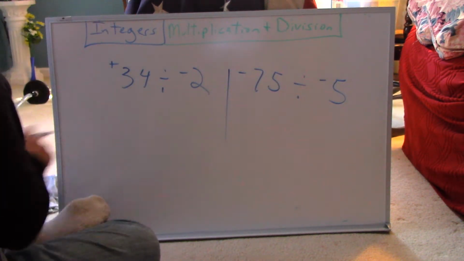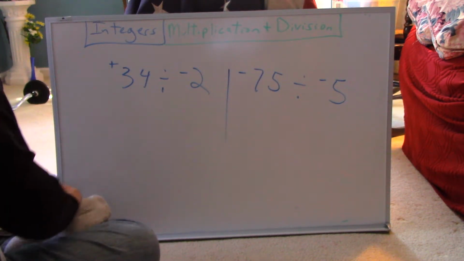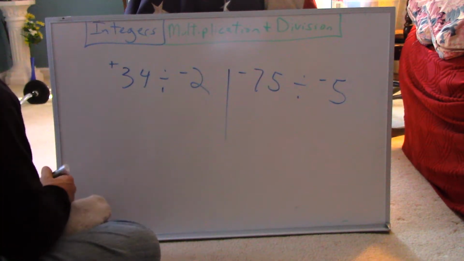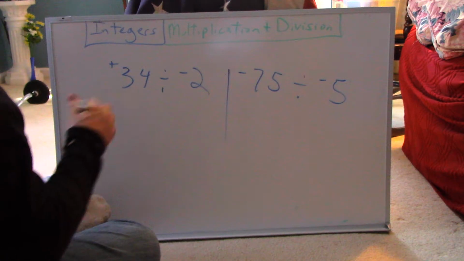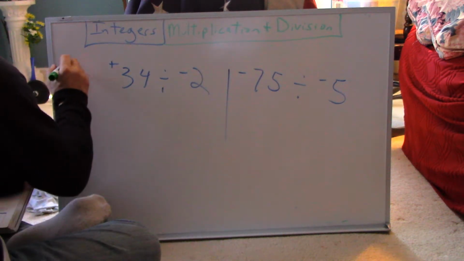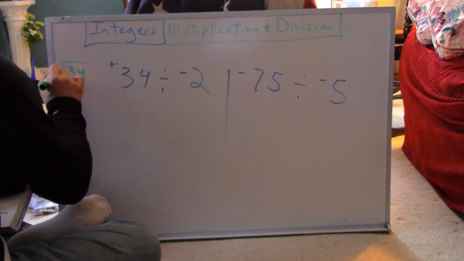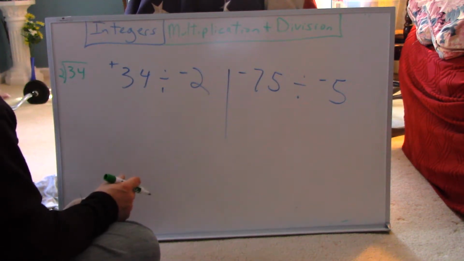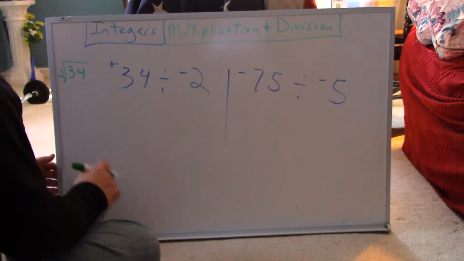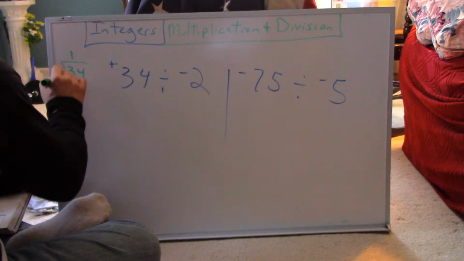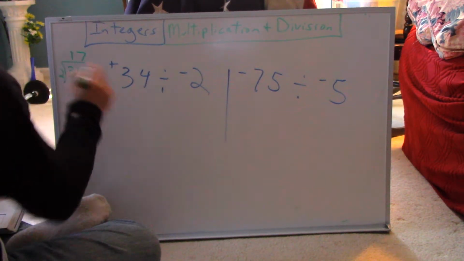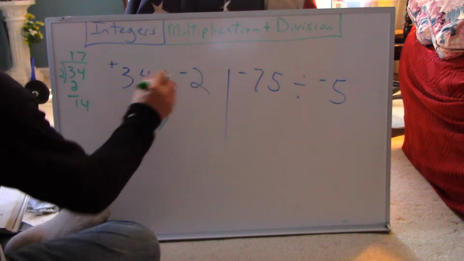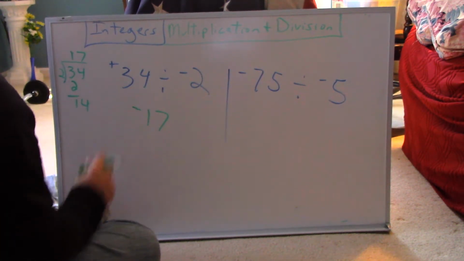Okay. Let me change colors. I like changing colors. All right. 34 divided by 2. Well, let's look. I think this is 17, but let's just say 34 divided by 2. I'll do it long ways. For those who have trouble, this is tutoring, and don't be ashamed. 2 into 3 is 1. 1 times 2 is 2. Bring down the 4, 14. 2 into 14 is 7. So I was right, it's 17. And they're different signs, so it's negative.